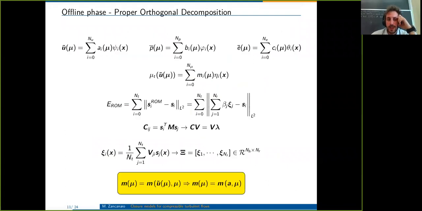And during the online phase, we would like to be able to reconstruct our solutions as just a linear combination of some basis functions that are just dependent on the position x, and they have to be multiplied by some coefficients that are instead only dependent on the parameter. So now the point is, how can I get those basis functions?